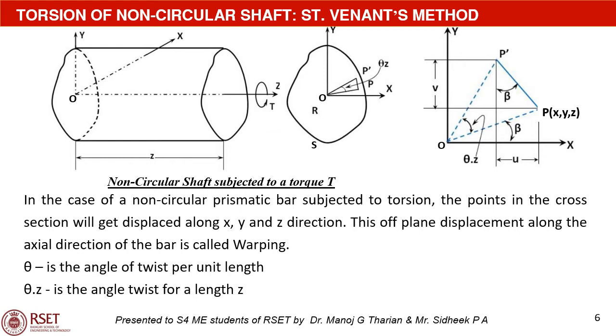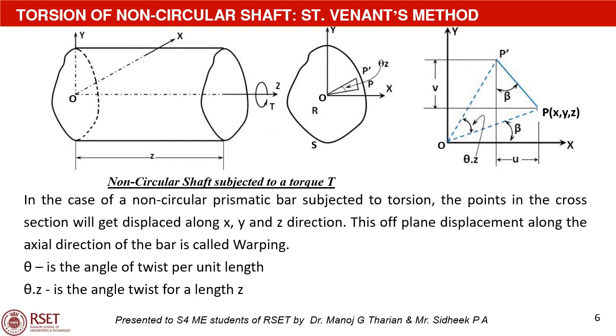The right end of the shaft will twist with respect to the left end as a result of the applied torque. Let theta be the angle of twist per unit length. The second figure shows the cross-sectional plane of the right end of the shaft. S is the boundary of the cross-section and R represents the region bounded at the cross-section.